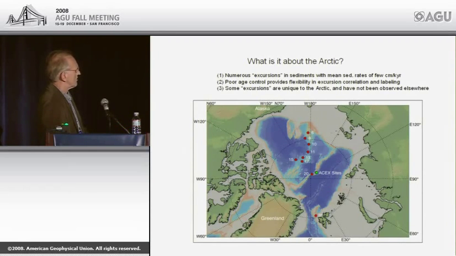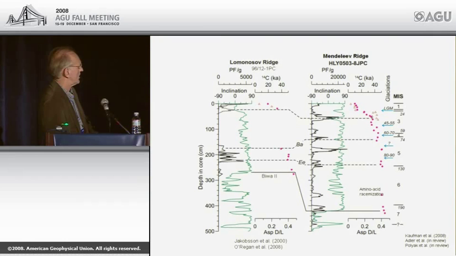Now, because the age control of sediments in the Arctic is poor, because we generally don't have oxygen isotope data, and there's very little we can use to generate chronologies, there's a lot of flexibility in how excursions are correlated and labeled. And some excursions that have been found in the Arctic are apparently unique to the Arctic and have not been observed elsewhere. Now, if we discount that the field manifestation is somehow different in the Arctic than elsewhere, this phenomenon needs further investigation.